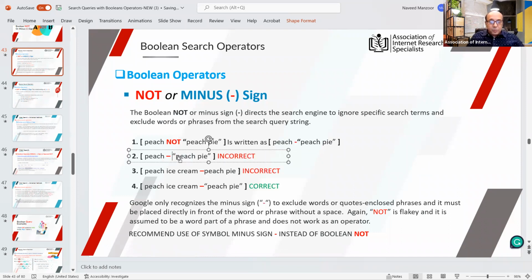And now remove the gap. This has now become correct. Okay, so you're only looking for peaches and not peach pie.